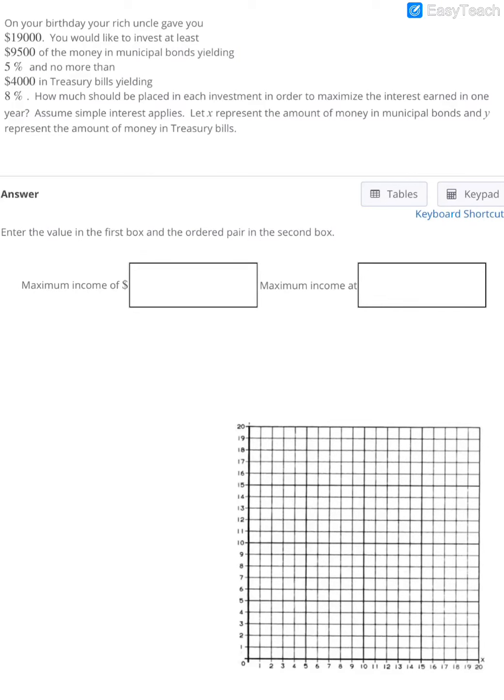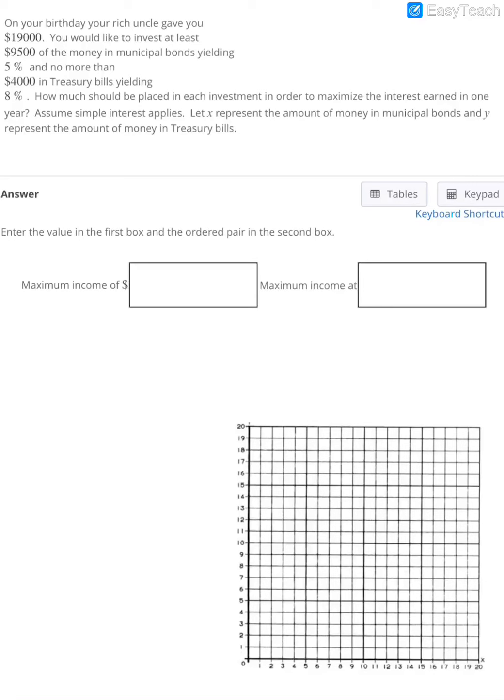In this video, we are going to learn how to solve a linear programming problem using the graphing method. This particular problem is in a word problem format, so first we will translate that. On your birthday, your rich uncle gave you $19,000. You would like to invest at least $9,500 of the money in municipal bonds.